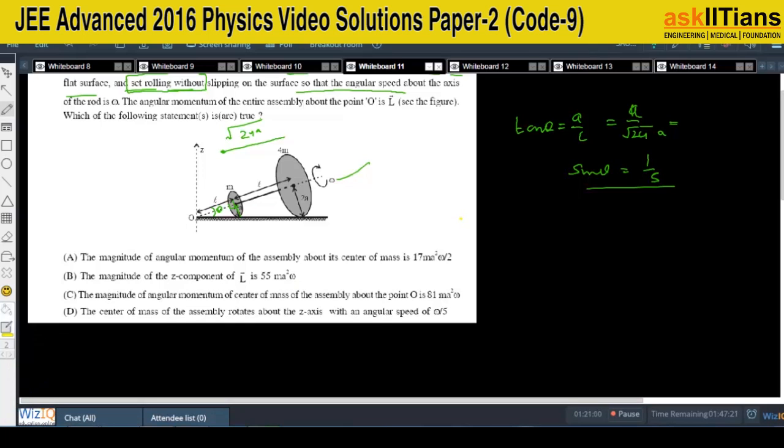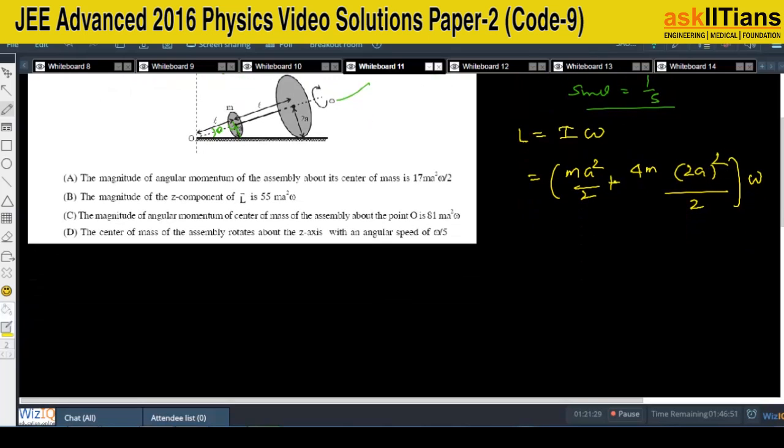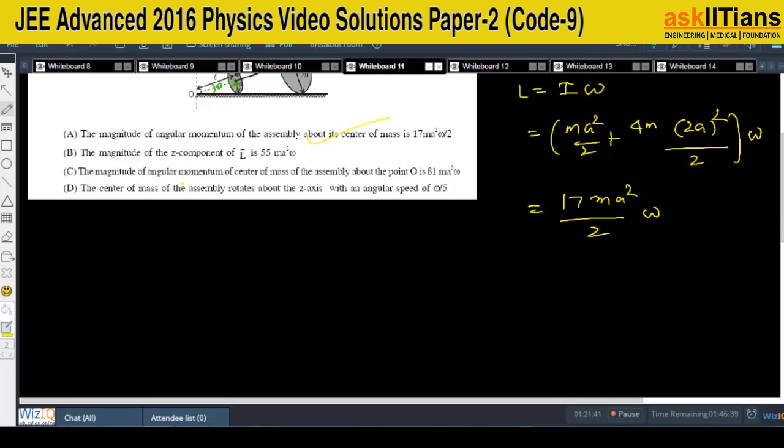Now angular momentum about the axis of rotation. We know that this is pure rolling, and we want to calculate angular momentum about the center of mass. That should be equal to the moment of inertia of the system times its common angular velocity. That is m a² by 2 plus the mass of the other disk times its radius squared by 2, into omega common. Solving this part, we get 16 plus 1, that is 17. So 17 m a² by 2 into omega. Hence option A is the correct choice.